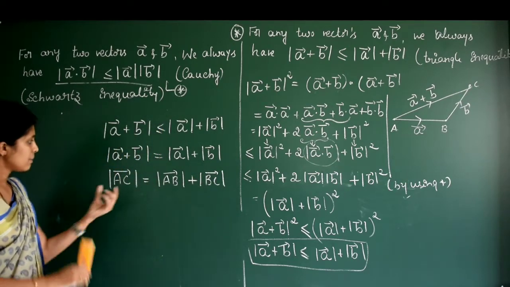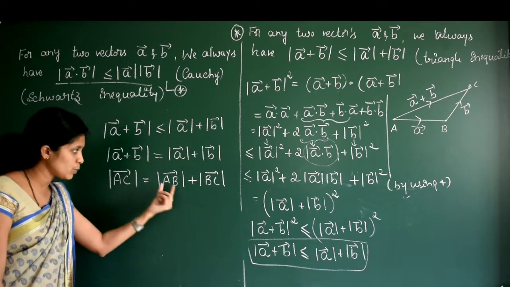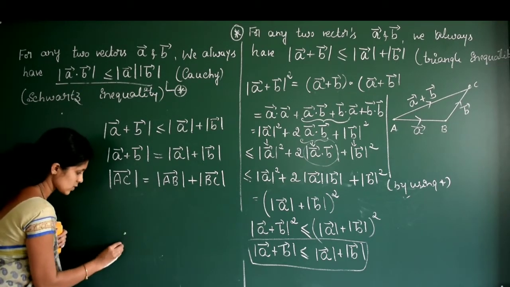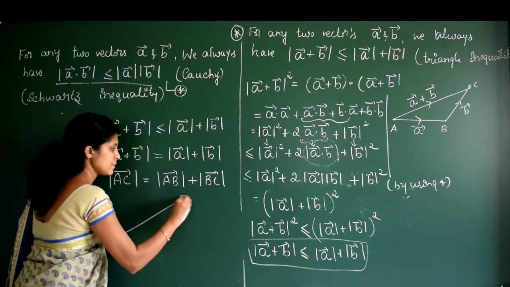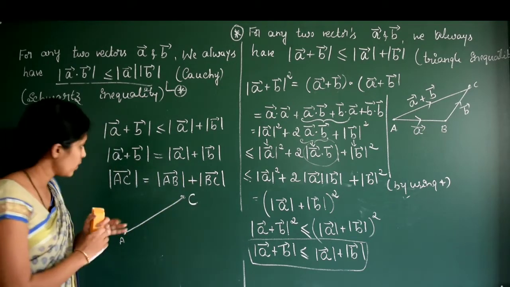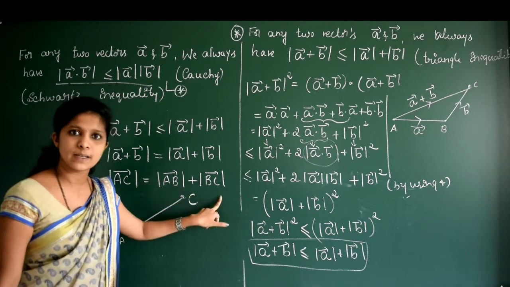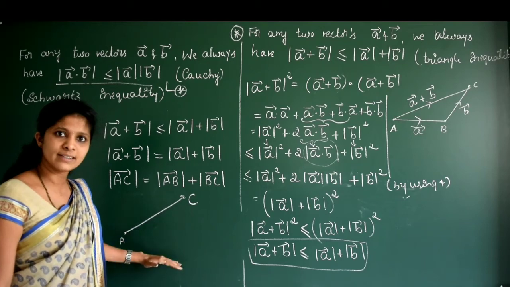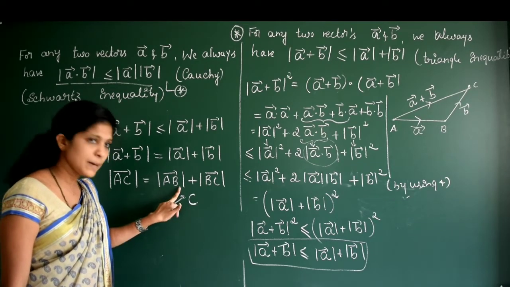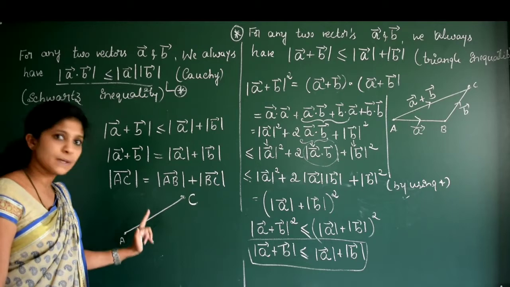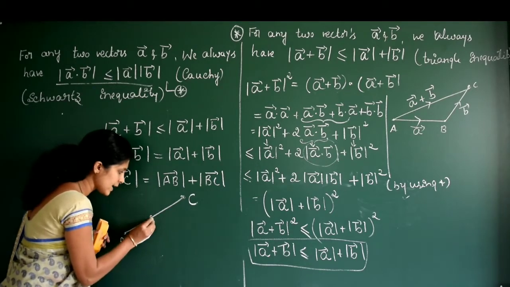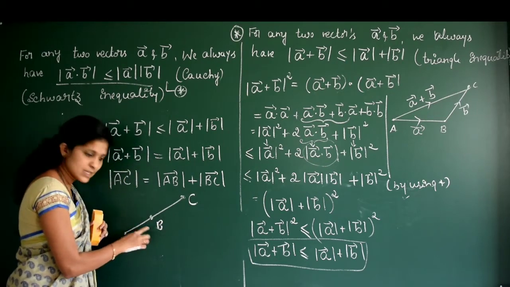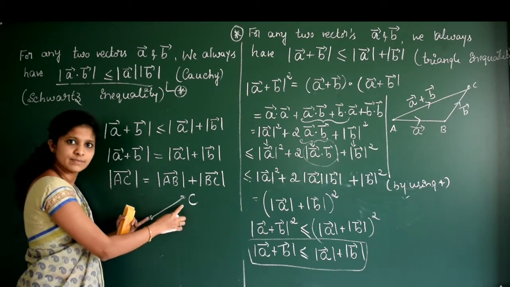Now see here, magnitude of AC vector is equal to magnitude of AB vector plus BC vector. Let me consider AC vector. So this is the AC vector, right? Now this is equal to AB plus BC. Where do I have to take the point B? Is it possible to take it outside the line? No, right? AB plus BC, A to B plus B to C. The point should be on the line. If I consider point B here, the point should be on the line. So I can write AB plus BC, right?